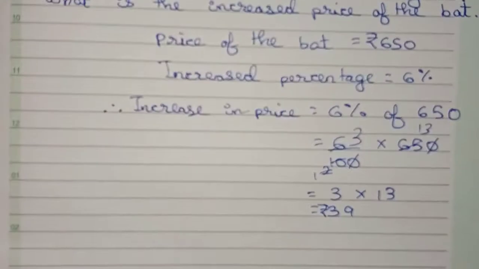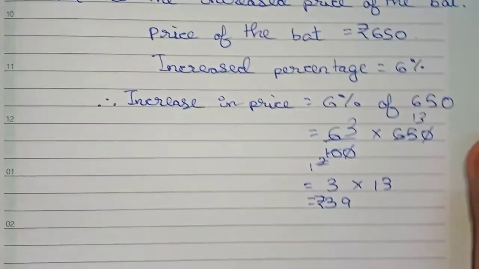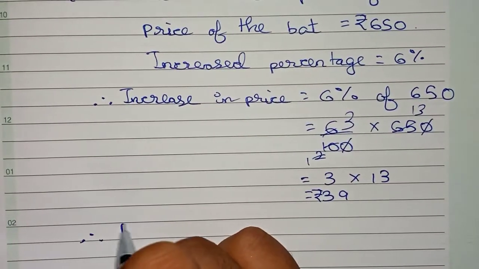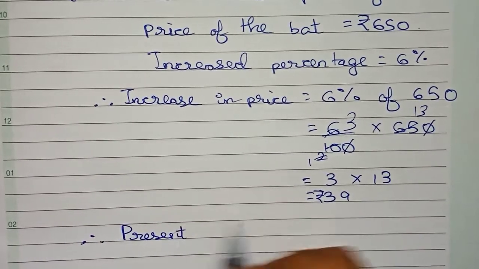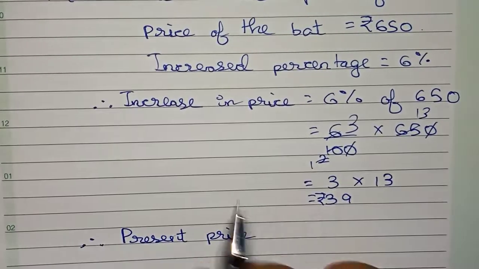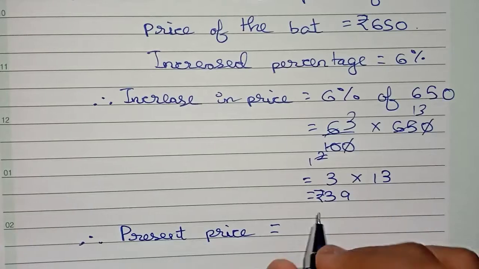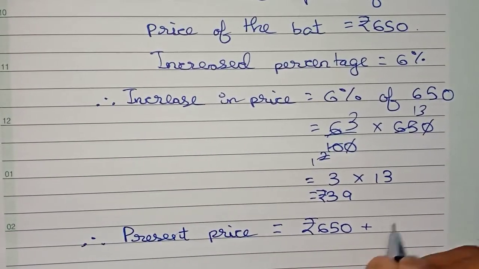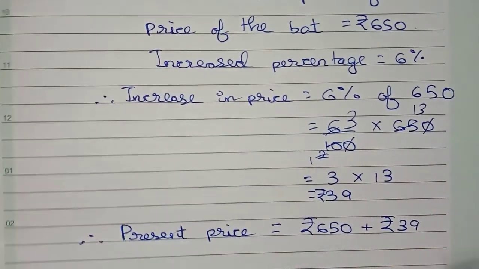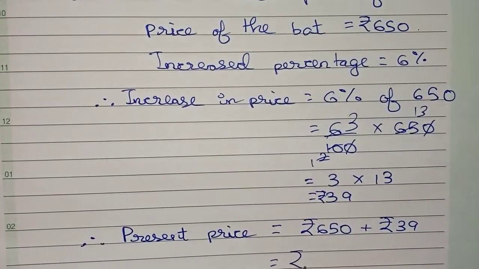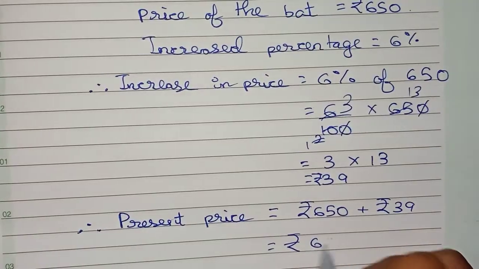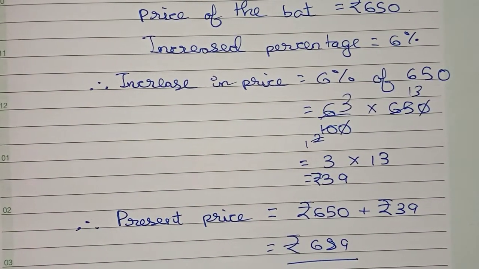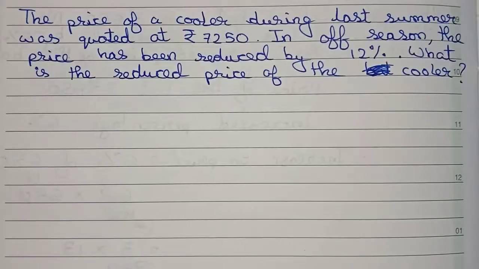So now I have to add this price to the original one to get the present price of the bat. Therefore, write the present price, or you can also write the increased price, it will be equal to rupees 650 plus rupees 39, which will be equal to rupees 689. So this will be our final answer for this question. Now let's move on to our next question.